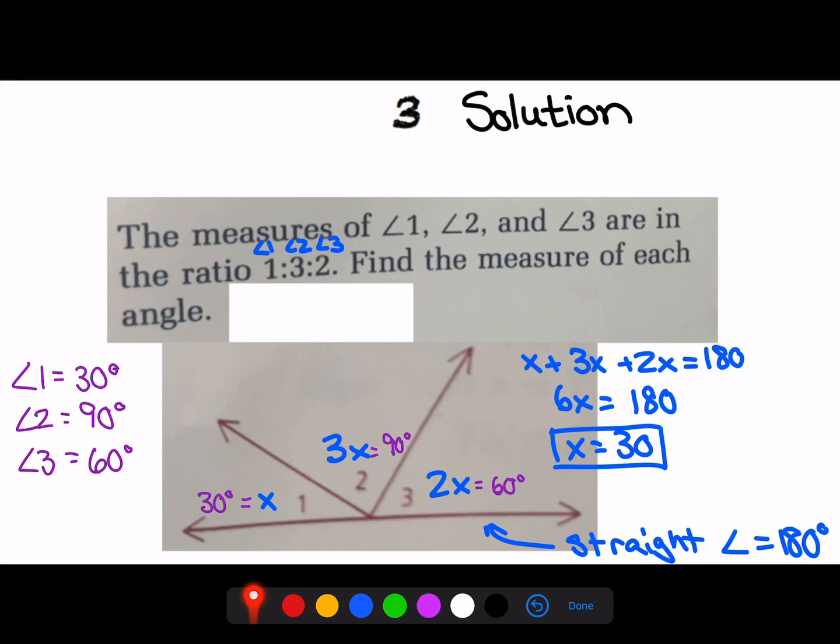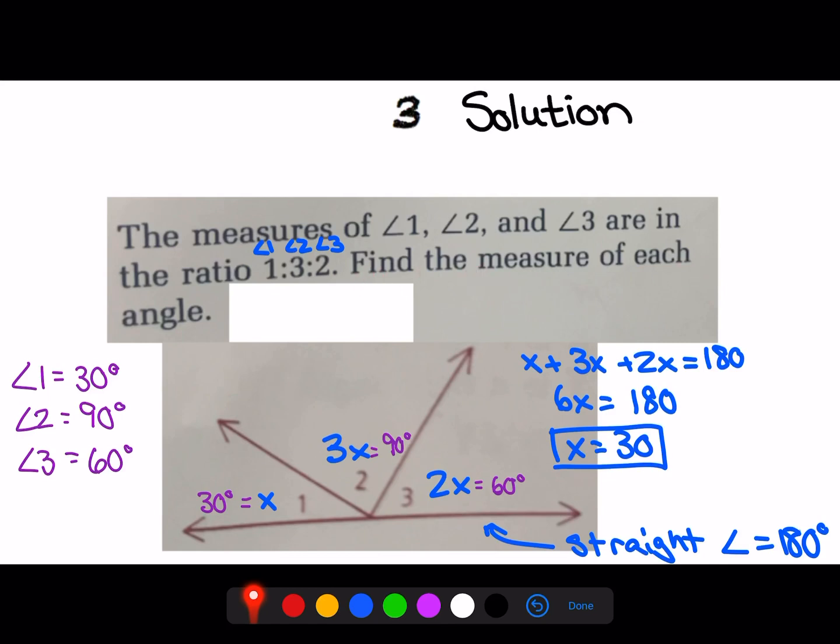So if it's in a ratio, I give each of my ratios a variable. So it's going to be 1x, 3x, and 2x respectively. So I went ahead and I marked those in my picture. Angle 1 is x, angle 2 is 3x, and angle 3 is 2x. Now, again, if we combine all three of these angles, it equals 180 degrees. Angle addition postulate. I combine x, 3x, and 2x to give us 6x equals 180, so therefore x equals 30.